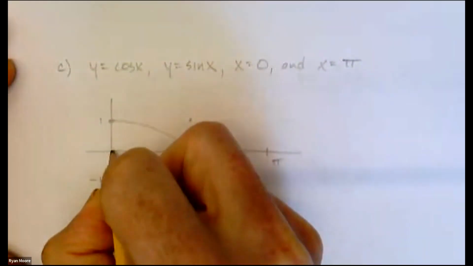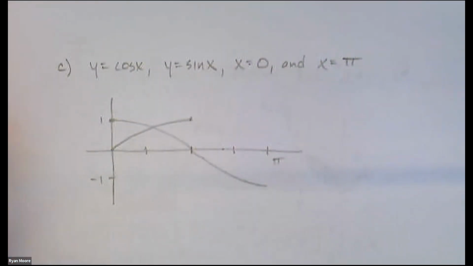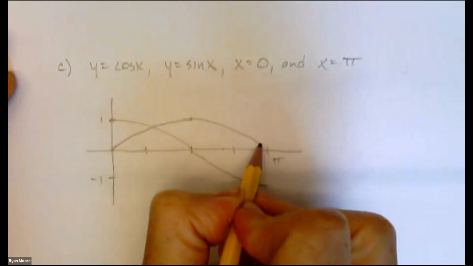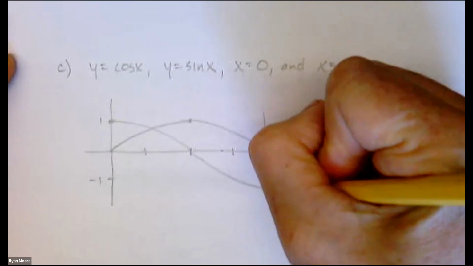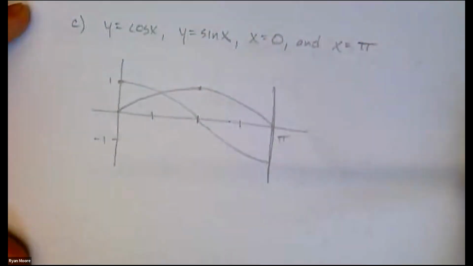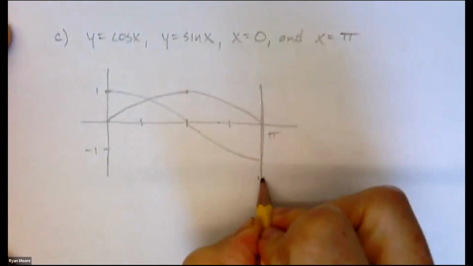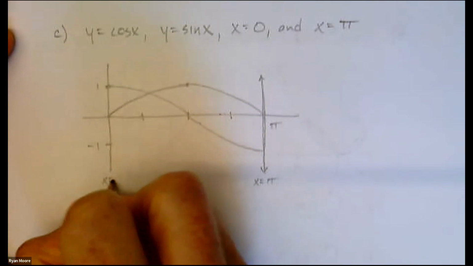Sine starts at the origin, comes up here at 1 when it's at pi over 2, and then by the time it gets to pi, it's back down to 0. And then we have this vertical line as well. Trying to avoid hitting my camera with my pencil. There we go. So we got x equals pi. Here is x equals 0.